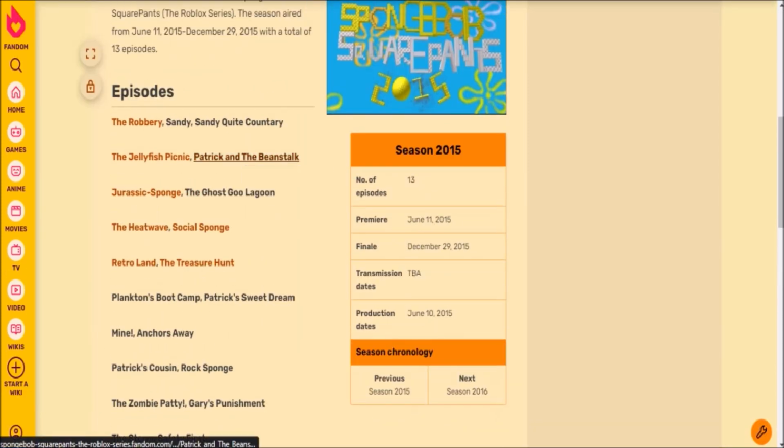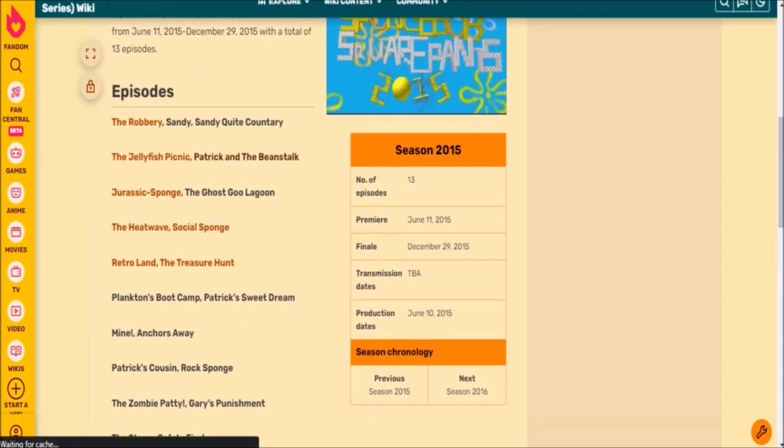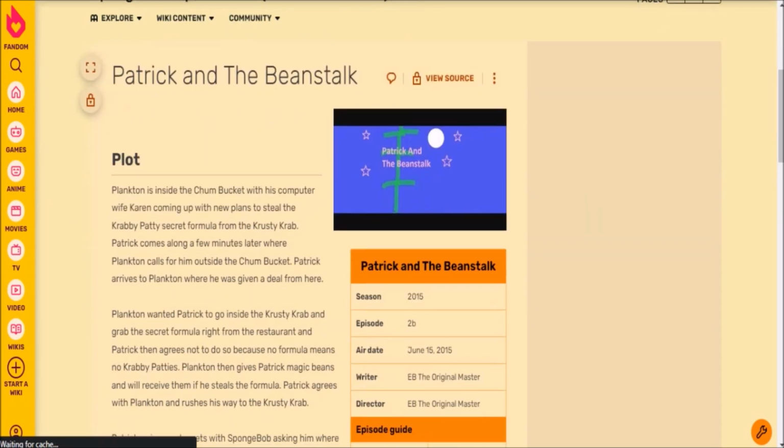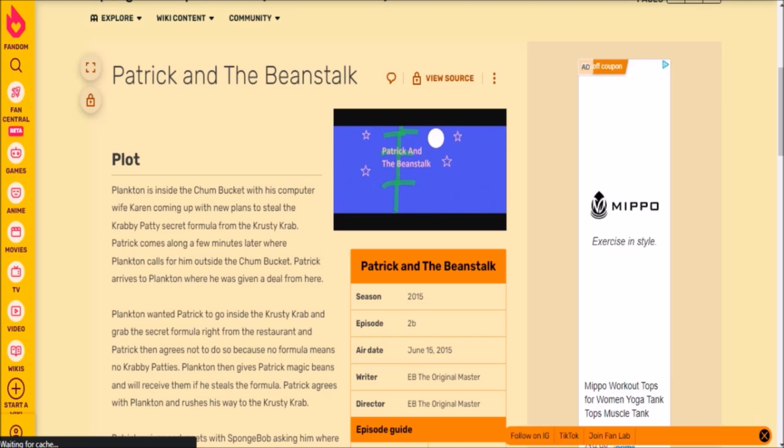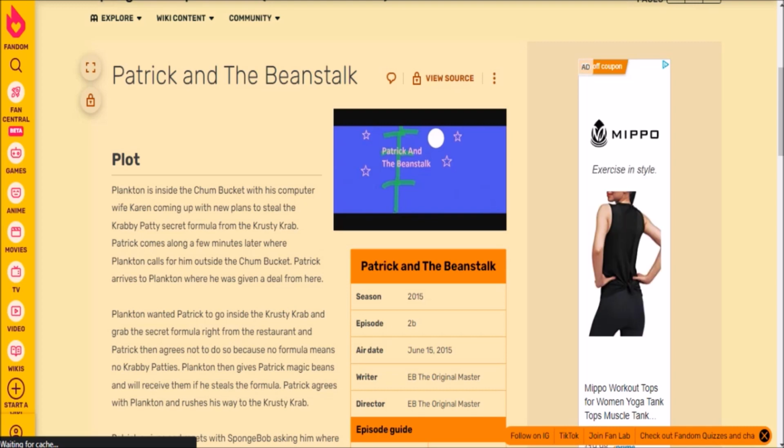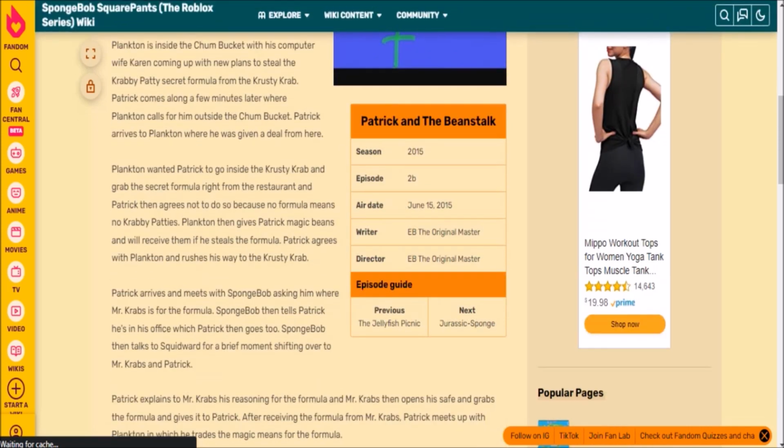All right, so next is Patrick and the Beanstalk. The plot is Plankton is inside the Chum Bucket with his computer wife, Karen, coming up with new plans to steal the Krabby Patty secret formula from the Krusty Krab. Patrick comes along a few minutes later, where Plankton calls for him outside the Chum Bucket. Patrick arrives to Plankton, where he was given a deal from here. What? From here? Okay.